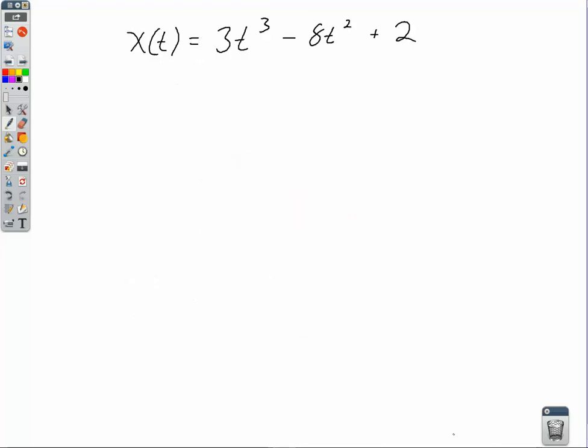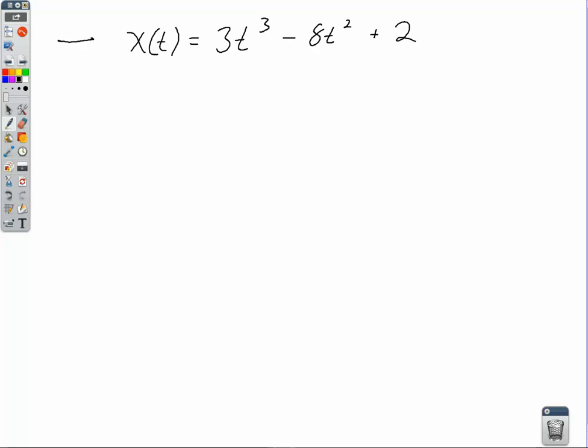So here we have a horizontal position given by a cubic function. It's not immediately obvious to most folks that this is a non-constant acceleration, but if you take the derivative of t cubed twice, you're going to end up with a function that's got a t in it. So our acceleration is going to depend on time. It's not going to be constant.